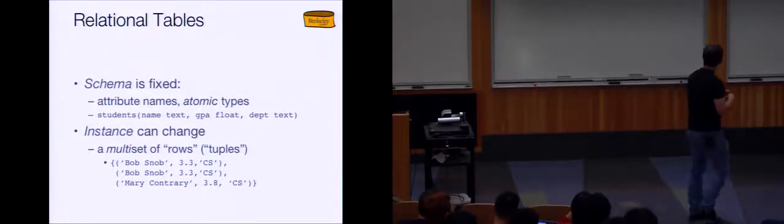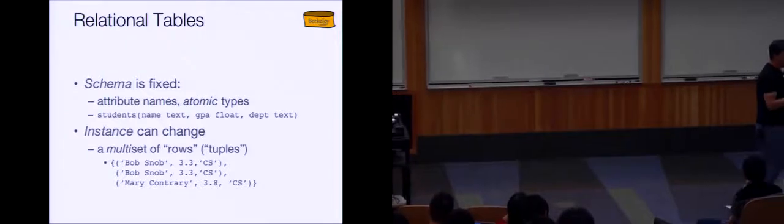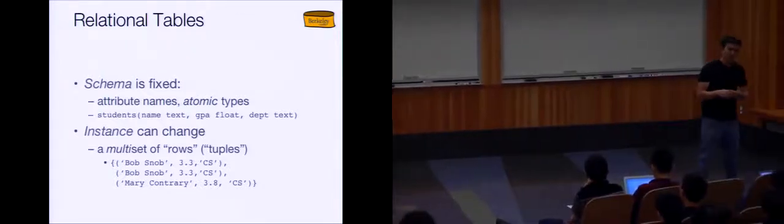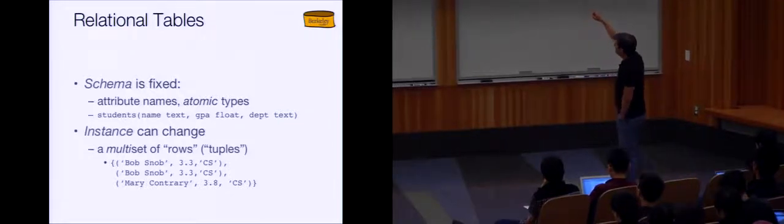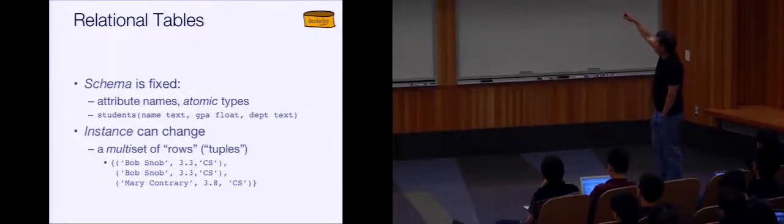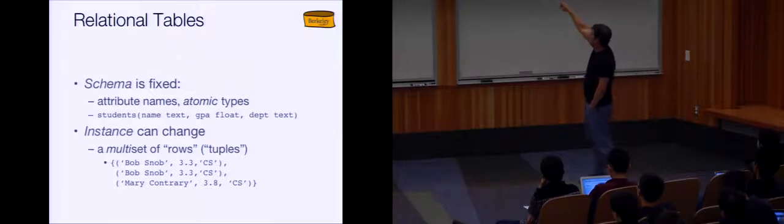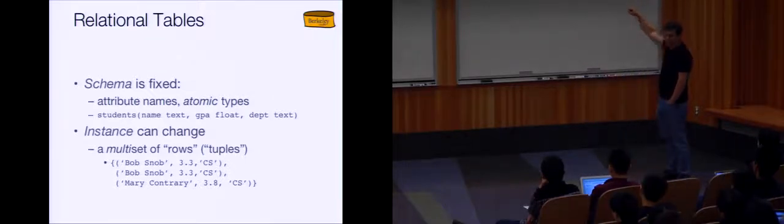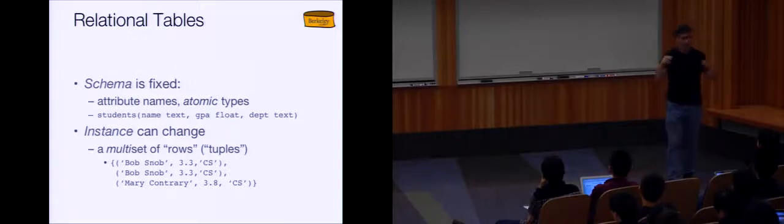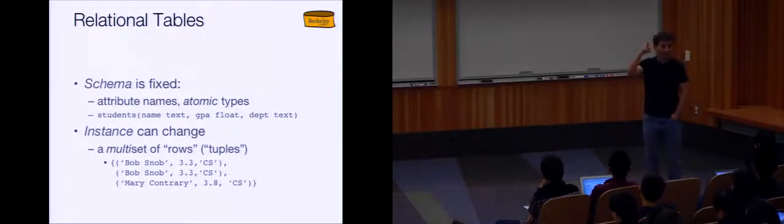And the instance of a relational table is a multi-set of rows, sometimes called tuples or tuples, depending on how you like to pronounce it. So those are all synonyms, row, tuple. And it's a multi-set, which means you can have duplicate rows. So you can see here that Bob Snob with GPA 3.3 in the CS department appears twice. And as far as SQL semantics are concerned, those are two independent rows. They're different. They have unique identity.